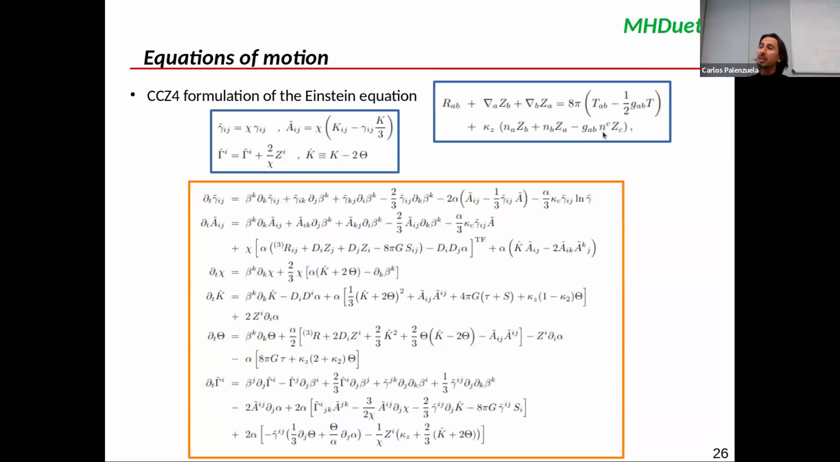First, the equations of motion that we solve with this code are the Einstein equations for gravity with the CCZ4 formulation, which is very similar to the BSSN, if you are familiar with any of those.